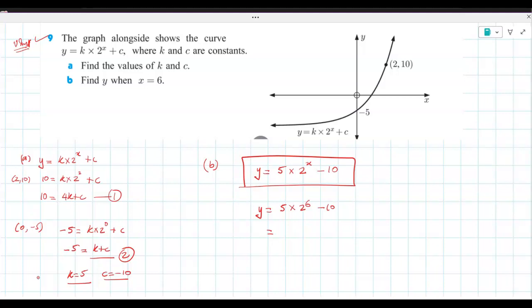Go back to this. 5 into 2 raised to 6, correct? Minus 10. Use your calculator. That's how much? 310.